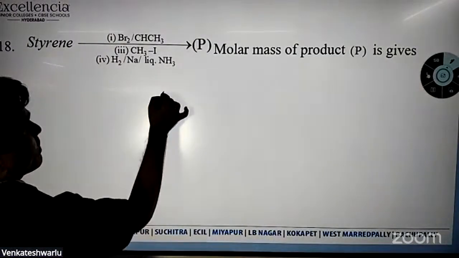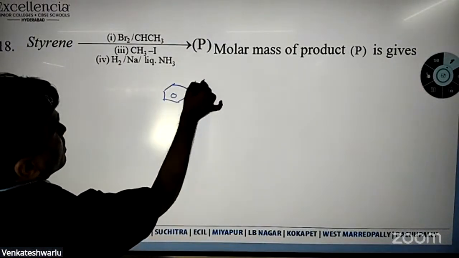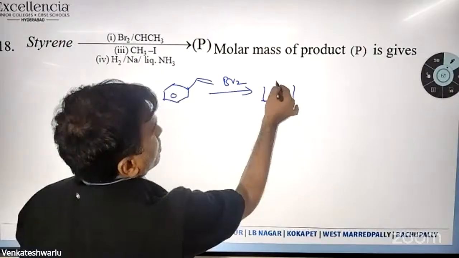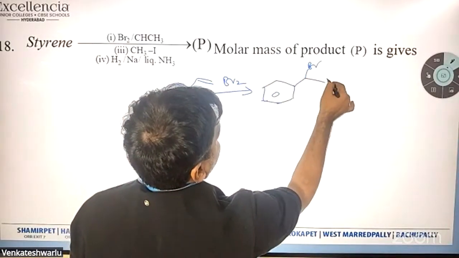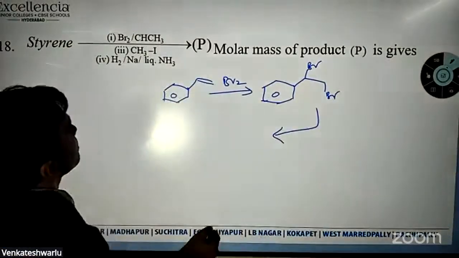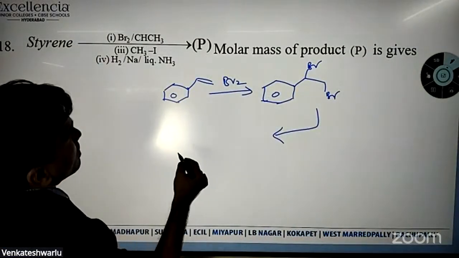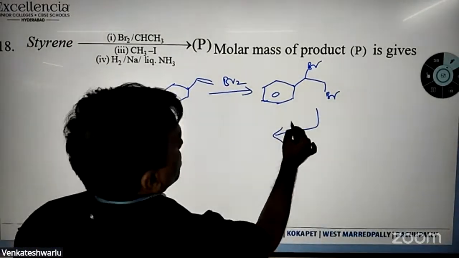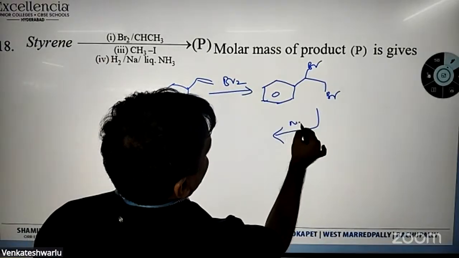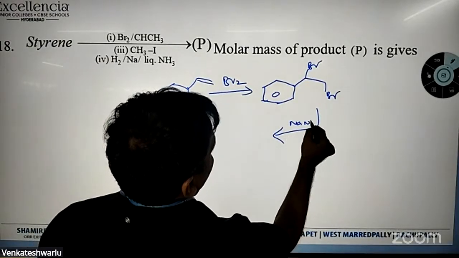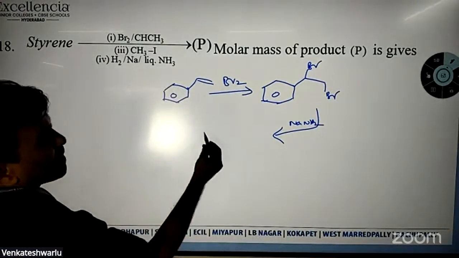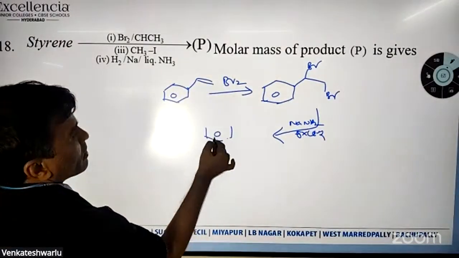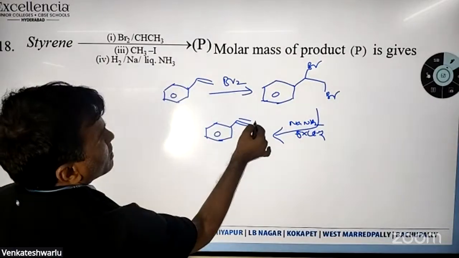So here, styrene. This is the styrene. Now react with Br2, an electrophilic addition reaction. 2 bromines are added here. Next, the second step. Here NaNH2 is given, but it is missed in the question. Excess NaNH2 is given. Finally, we'll be getting like this.